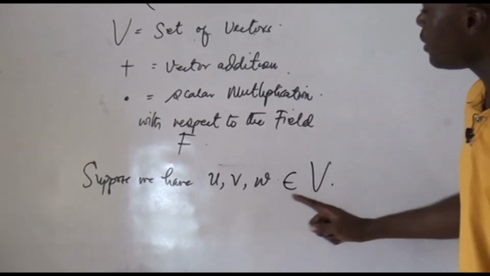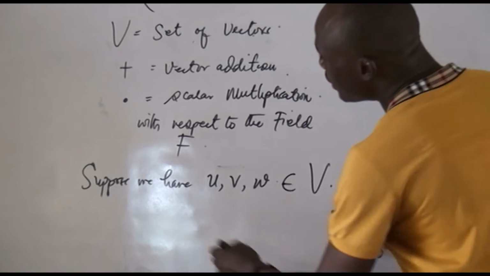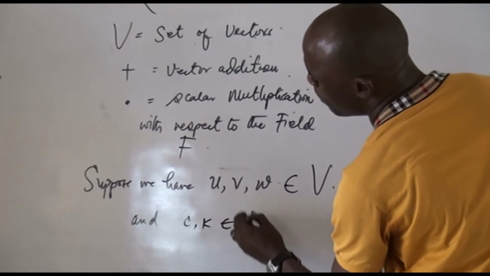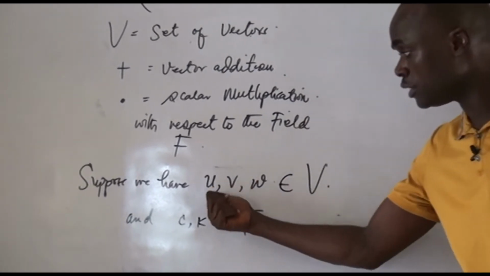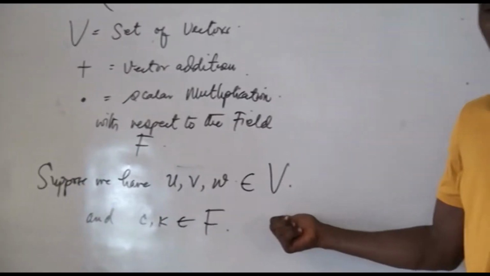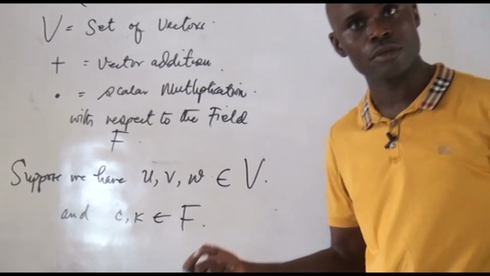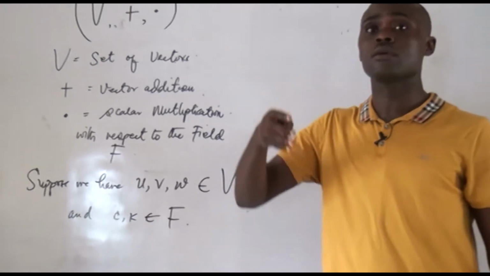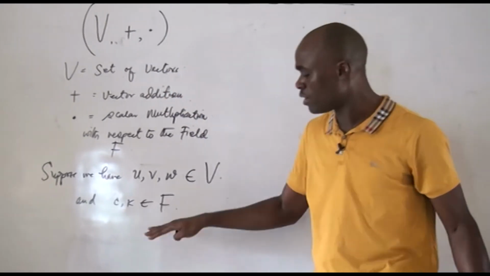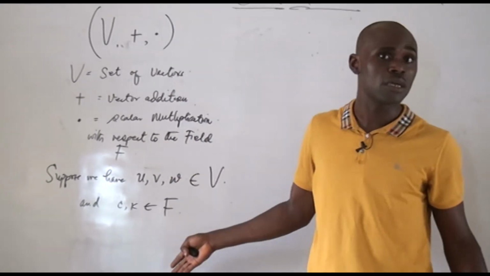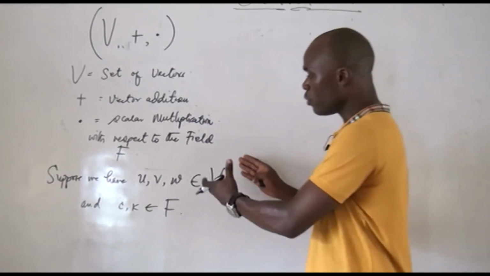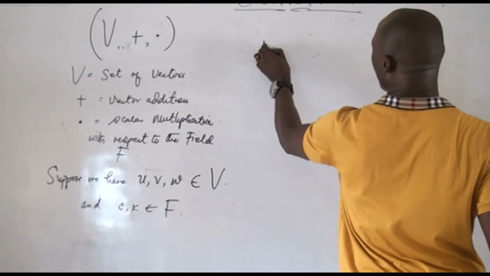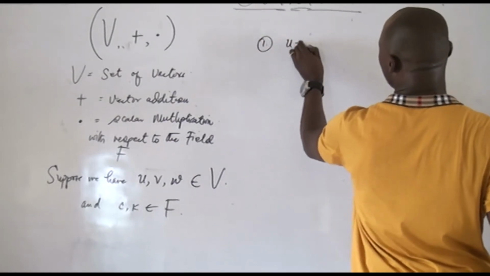And we have c and k, which are scalars. By scalars I just mean, for example, real numbers like 3 or 3.26. Another type of scalar can even be complex numbers, but numbers in general. So the first point, number one, is the closure property.